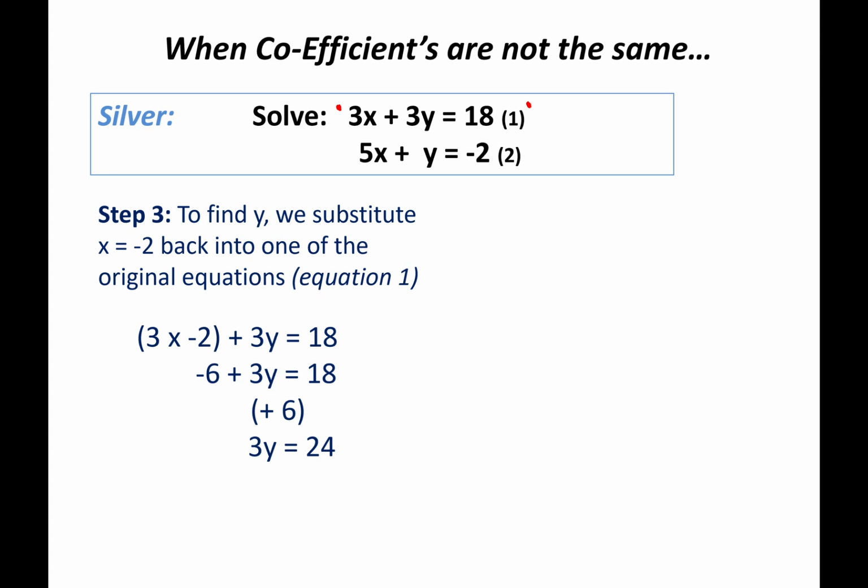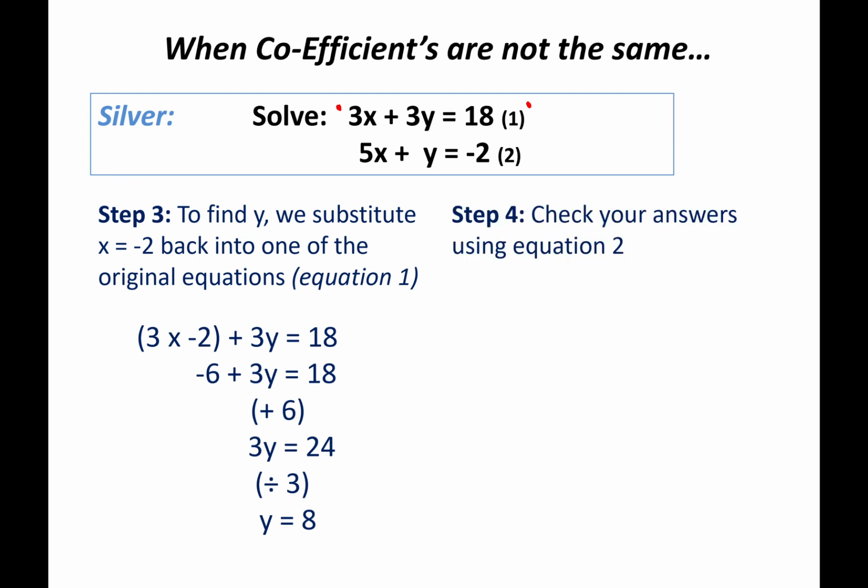We now need to find y on its own, so we divide both sides by the value in front of the y. So we divide both sides by 3. This gives us y is equal to 24 divided by 3, which gives us 8.